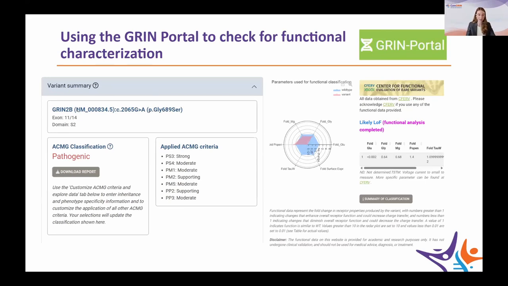And here, as an example, I just chose a variant where glycine is replaced with serine. So that's the amino acid change that actually happened as a result of the variant in GRIN2B. And you can see here that this particular variant was classified as likely loss of function by considering multiple parameters, as you can see here, that affect NMDA receptor function in different ways.